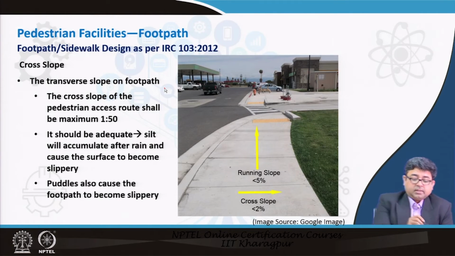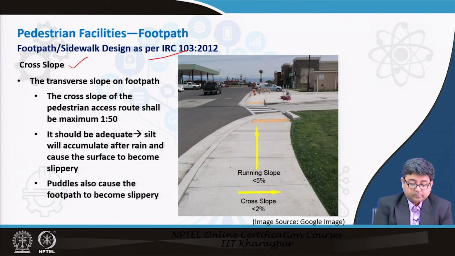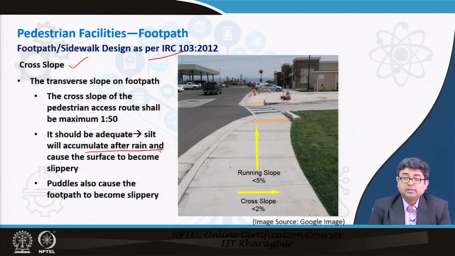Now, the other aspect that is highlighted in IRC 1003 is the cross slope. The cross slope is very essential, because when silt accumulates after rain, it may cause the sidewalks to be slippery. So, puddles can cause the footpath to become slippery.